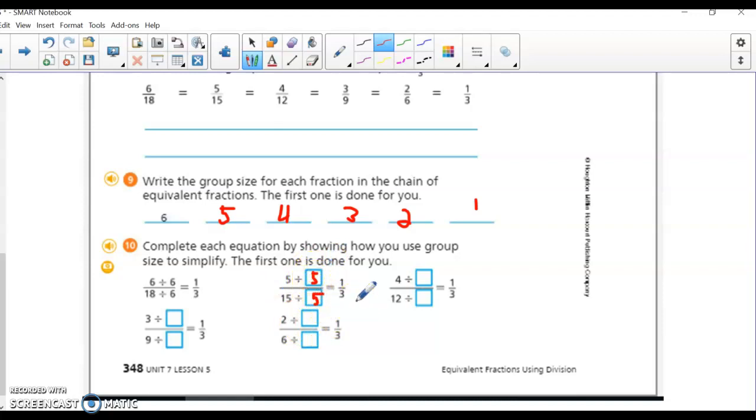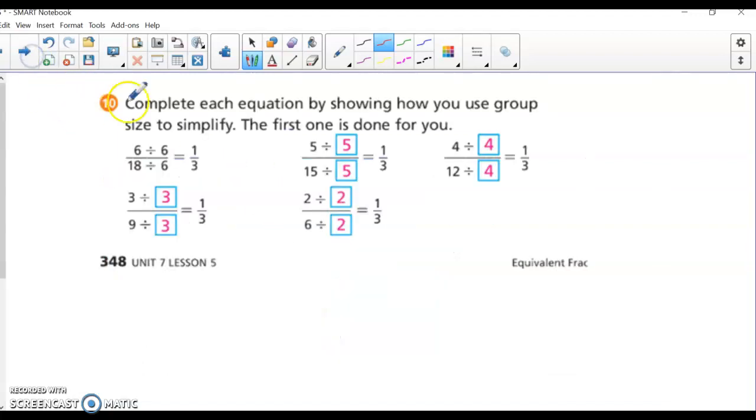All right, pause the video now. Figure it out for 4/12, 3 ninths, and 2/6. Okay, see how you did. And I think most of you saw the pattern, right? You're dividing by 4/4, 3/3, and 2/2. That all gets you back to 1/3.